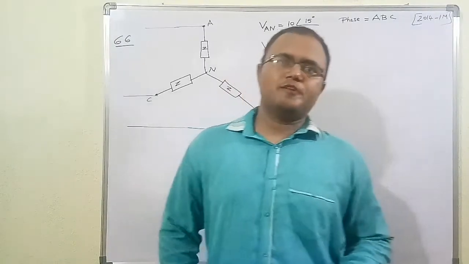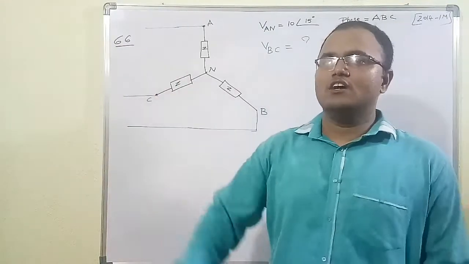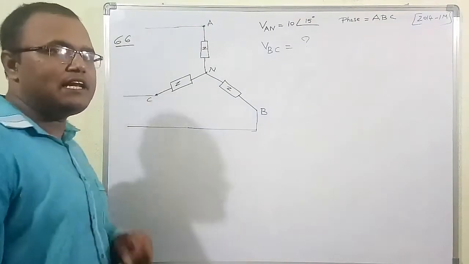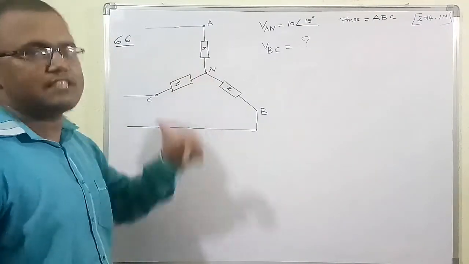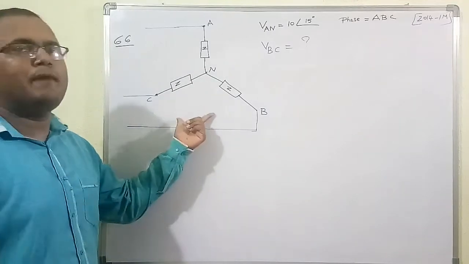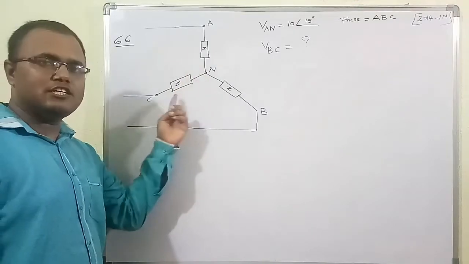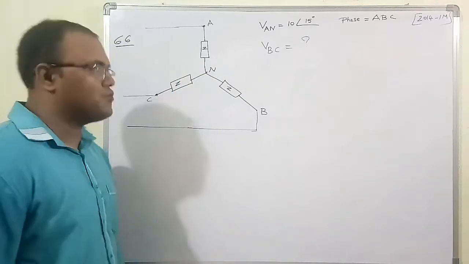So after solving the previous problem, now let's move forward to the other numerical, which is question number 66. In this question, they have given a balanced load. Balanced load means the value of the impedance in all three is the same. Then only this will become a balanced load. I am repeating it again: if the impedance value in these three loads is the same, then only this load will become a balanced load.